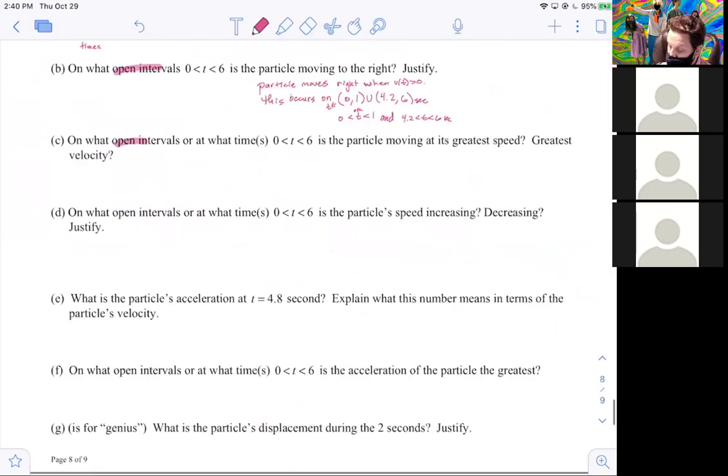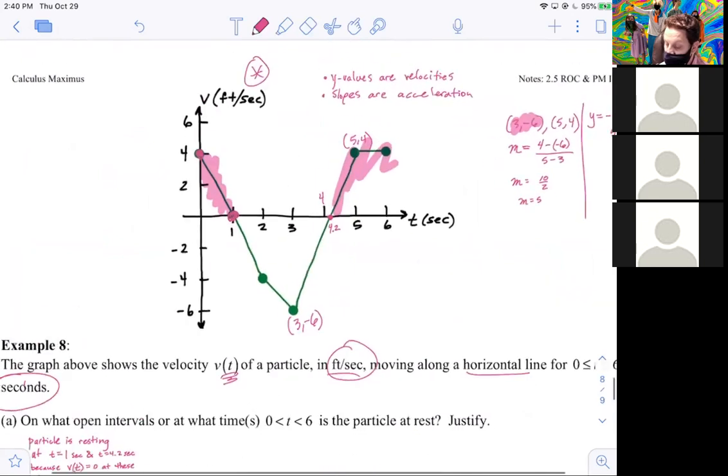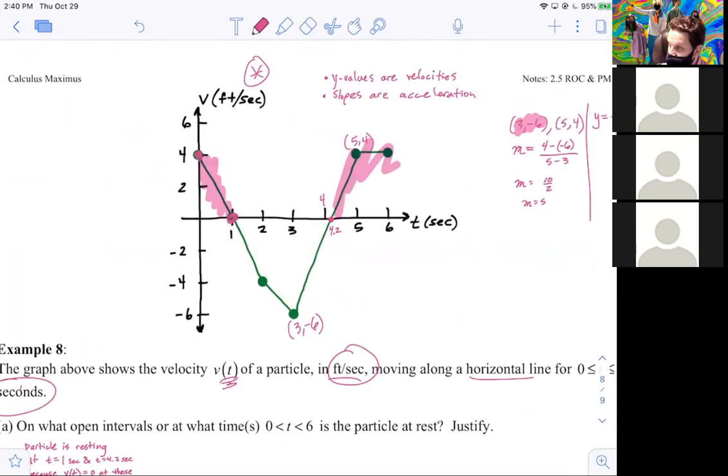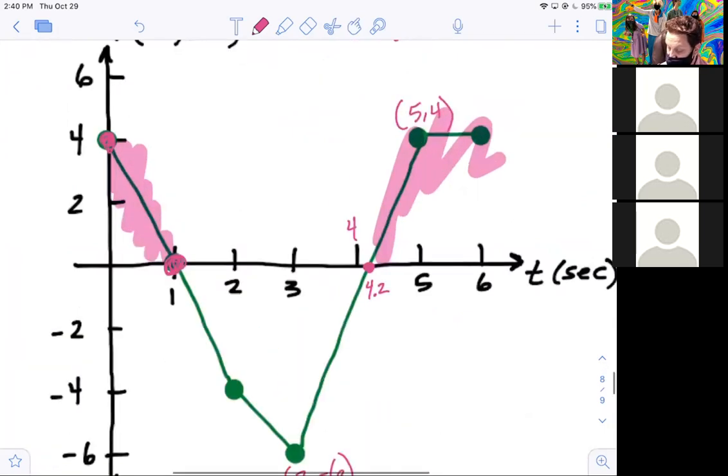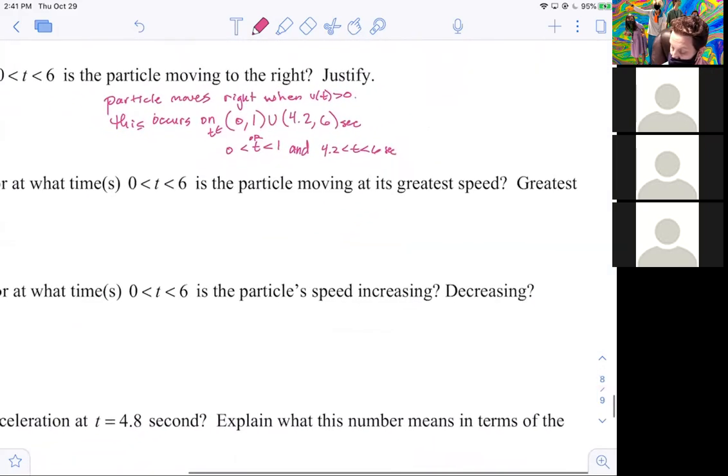All right, where is it moving at the greatest speed? So that's going to be where the magnitude of the y values is the greatest, yes? So that's going to be where the graph is farthest away from the x-axis or the t-axis in any direction, right? So above the t-axis, it gets as high as 4, so that's 4 feet per second. But on the negative side, it goes all the way down to -6. So that's a speed of 6 feet per second in the leftward direction, yeah? So the answer is at what? T equals 3, yeah. So we'll answer that.